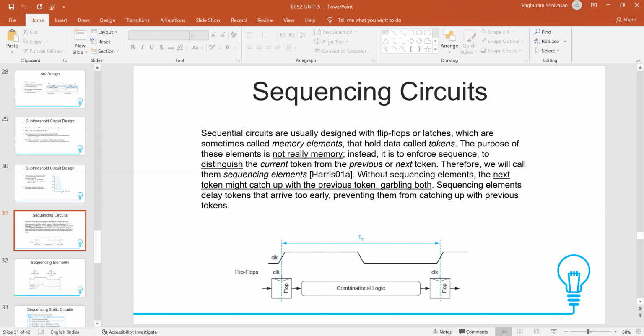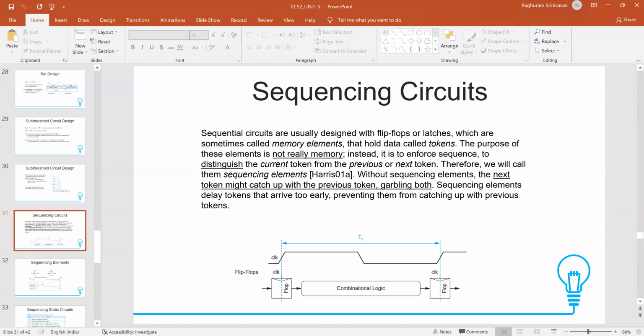So basically, this is what are called sequencing elements. In this case, the combinational block is there, and before and after the combinational block, we have these sequencing elements. What is the meaning of sequencing? They're just elements that are there so that the inputs are properly given and the outputs are taken at the correct time.